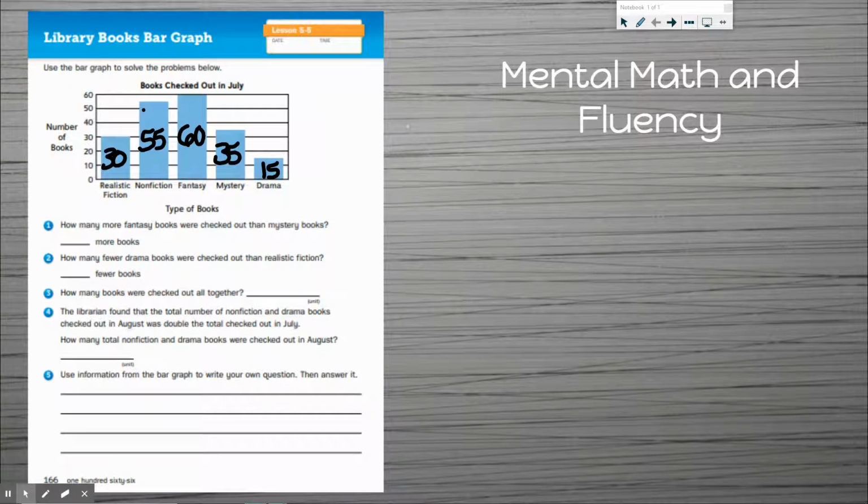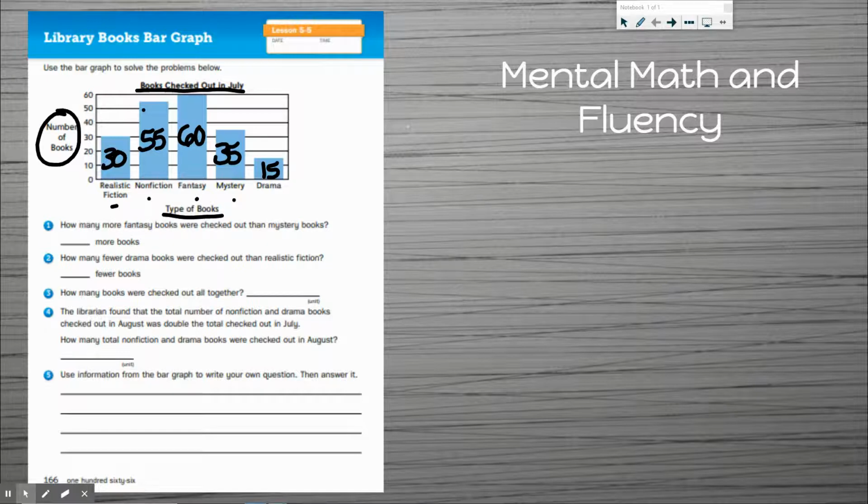So I want to understand this bar graph, so I need to look at the title. These are books checked out in July from a library. We've got the number of books going up, and then we've got the type of books written along the bottom. So each of these bars represents a type of book.